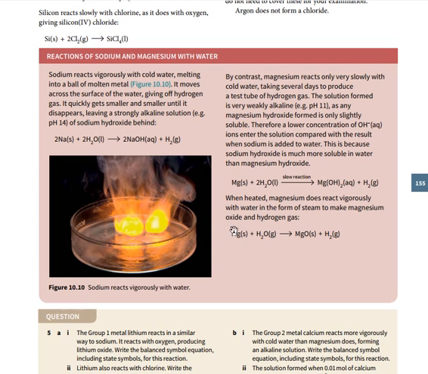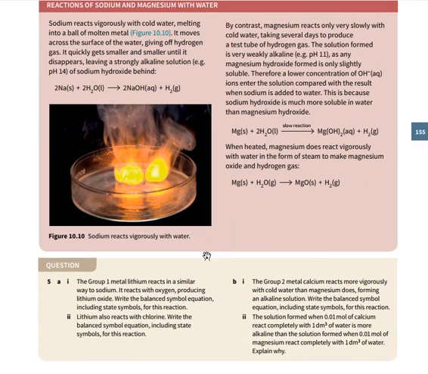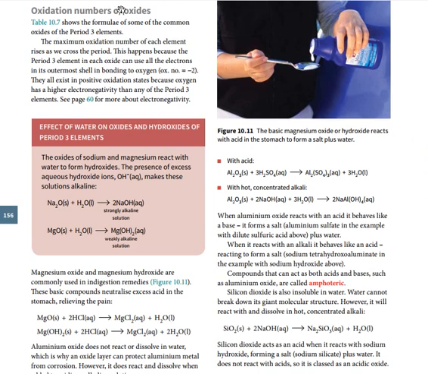When it's heated, magnesium reacts vigorously. Magnesium plus water is going to produce magnesium oxide plus hydrogen. So now we have the oxidation numbers of oxides. In order to calculate the oxidation number, we show the formulae of some common oxides of period 3.